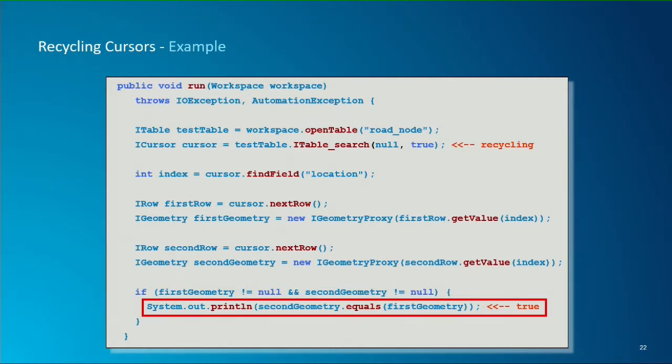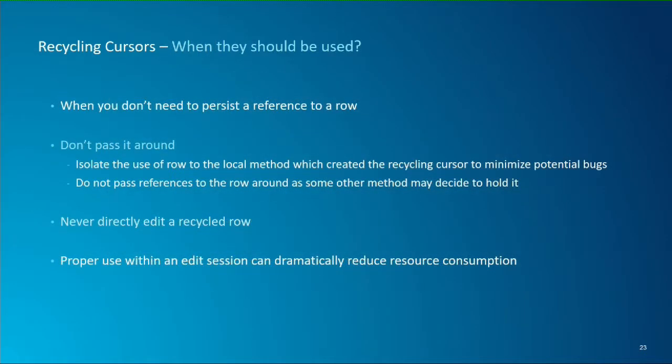Okay? When do you want to use them? If you don't need to persist a reference to the row. Say you're trying to draw or paint the screen really fast, or you just want to search through your data very rapidly and get a bunch of information out very quickly. Recycling cursors are the fastest way to do that.